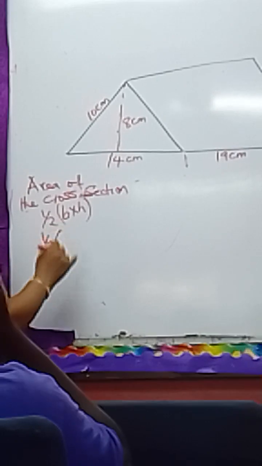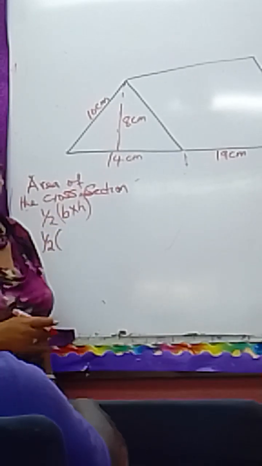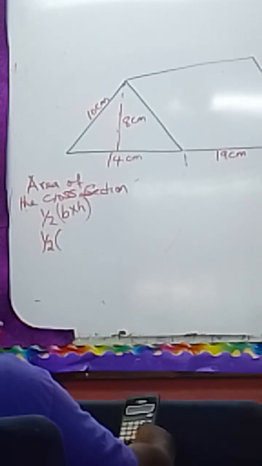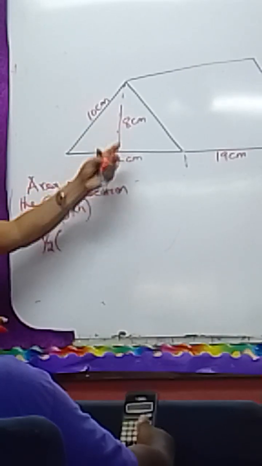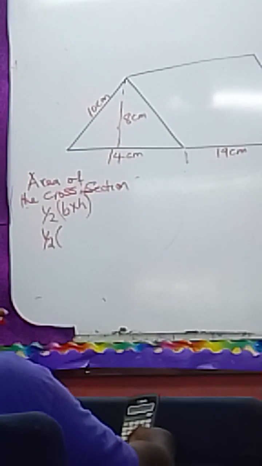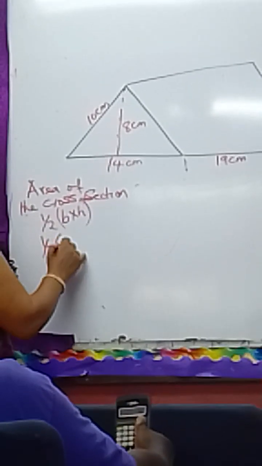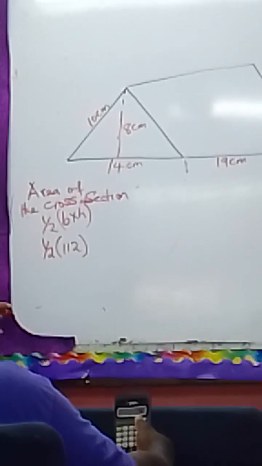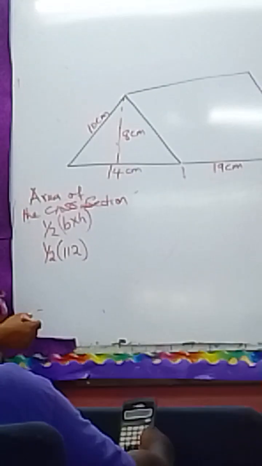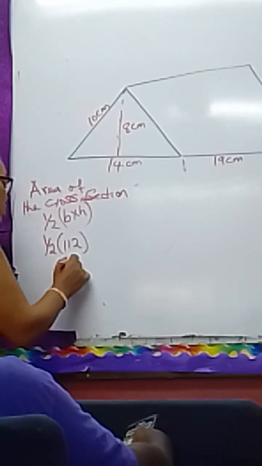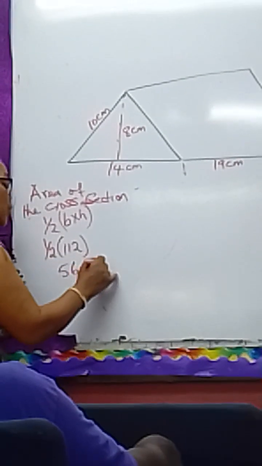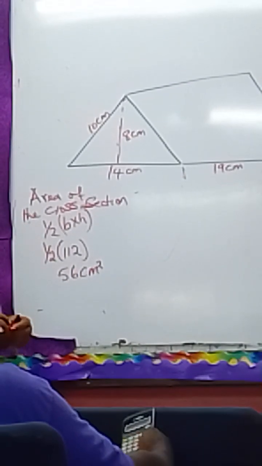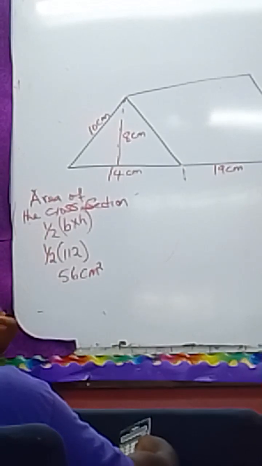Let's do that on the calculator. The base is 14 and the height is 8. What is it? 112. And I'm simply going to divide that 112 by 2 because it's half. And what am I going to get? 56 centimeters square. So that's all that is. The area of the cross section is half the base times the height.